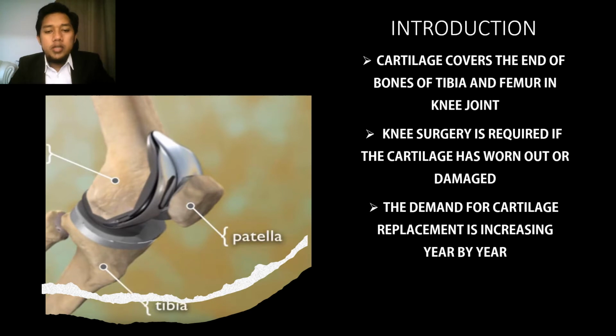Introduction. What is cartilage? Cartilage covers the ends of the tibia and femur bones in the knee joint, as we can see in this figure. The motion of the knee in daily activities can cause wear to the cartilage, and it is known that cartilage has limited repair capability since it is a flexible fibrous tissue. Thus, knee surgery is required if the cartilage has worn out or been damaged.